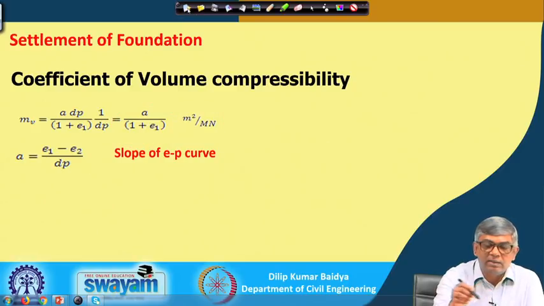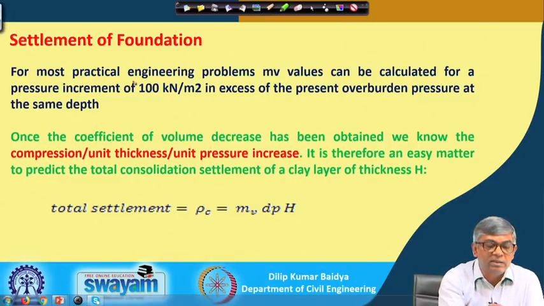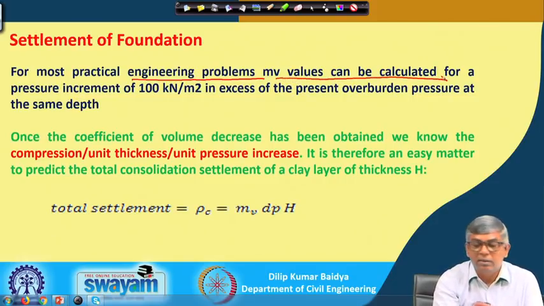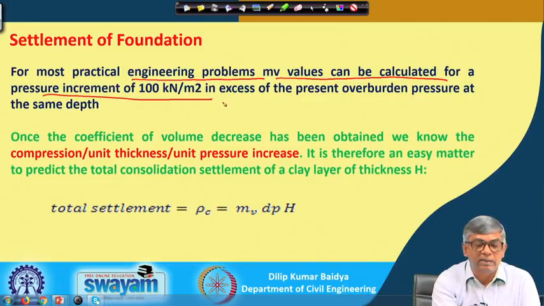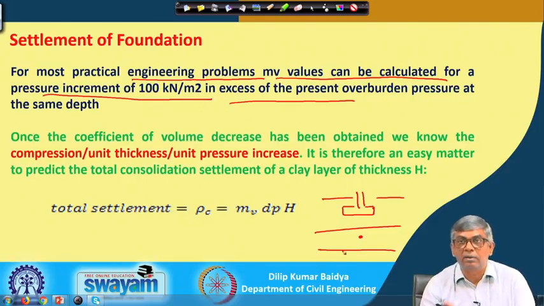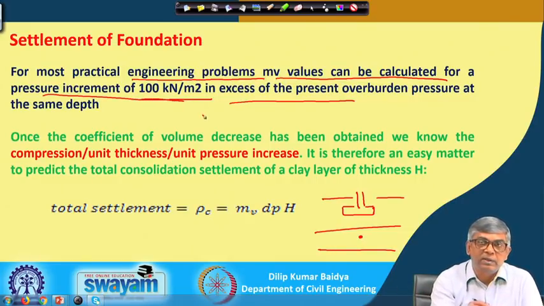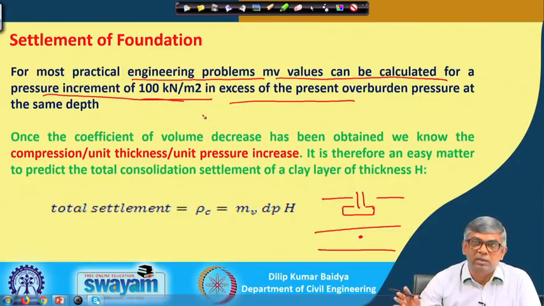For most practical engineering problems, mv values can be calculated for a pressure increment of 100 kilonewton per meter square in excess of the present one. Suppose there is a footing here and this is a consolidating layer. I can find the present effective overburden pressure, and for mv I take a sample and plot e versus P. If the present pressure is 100, I will go up to 200 kilonewton per meter square. From that e versus P curve I will find a, and from there I will get mv.